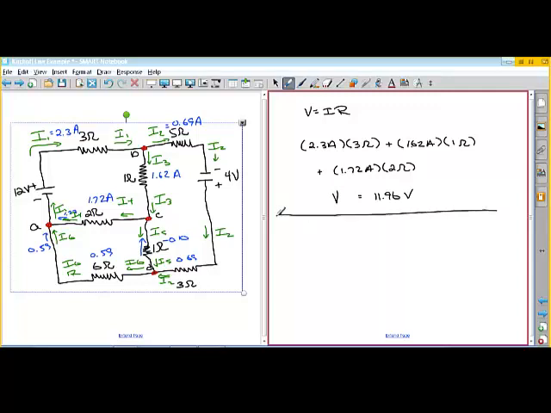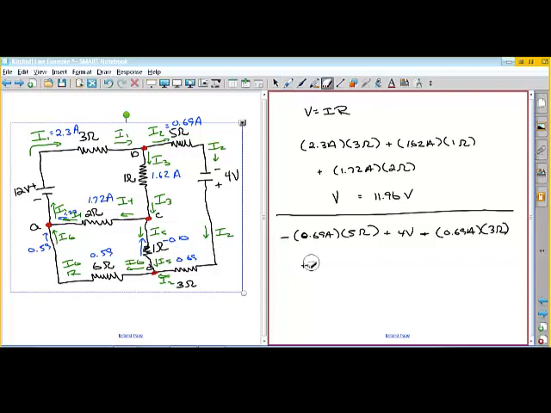Why don't we just do the other ones if you're interested. So we're going to go through this loop. So you'll have 0.69 amps times 5 ohms. What we're going to do is we're going to add all these, and this should go to 0. So we're going to have an increase of 4 volts. So this is a decrease. So we're going to have a decrease across this resistor. We're going to have an increase across the battery. We'll have a decrease across this. So it'll be negative 0.69 amps times 3 ohms.